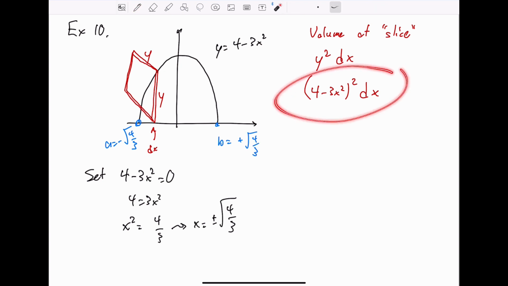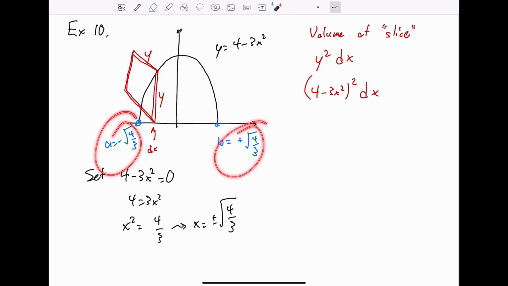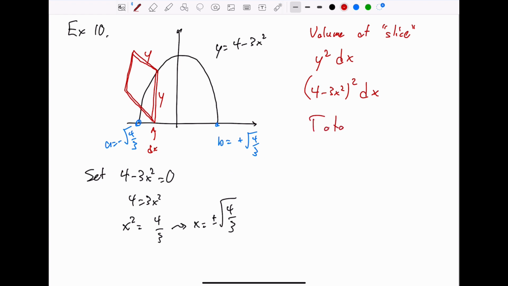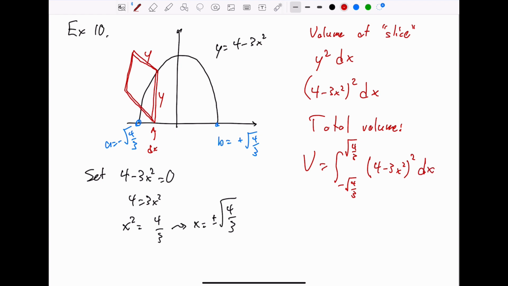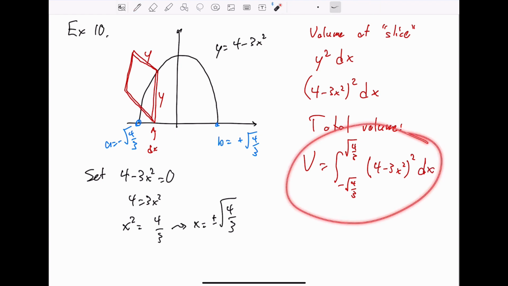I have an expression for the volume of a representative slice. I have limits of integration. I can now set up the total volume integral. So the total volume here is the integral from negative square root of 4/3 to positive square root of 4/3, and we are integrating the representative expression, (4 minus 3x squared) squared dx. And that is the volume of this solid.